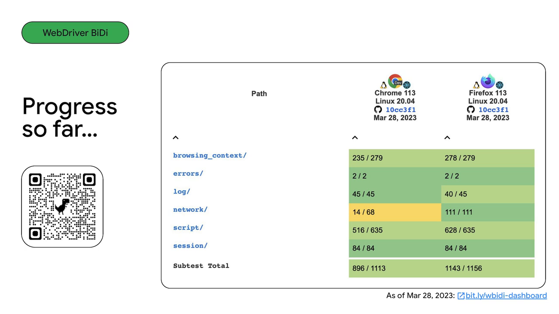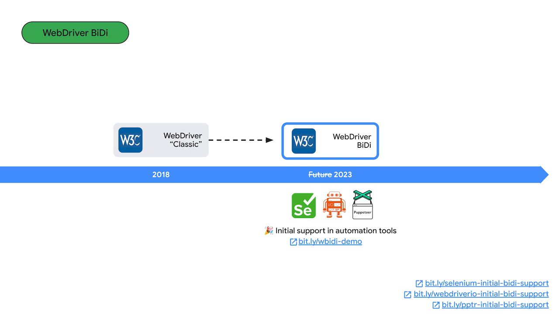Here is the recent web platform test result page. For a full report with more browsers, scan the QR code on screen. The good news is that the future is just around the corner. Automation libraries like Selenium, WebDriver IO, and Puppeteer have already introduced initial support for WebDriver BiDi. Woohoo! It's time for a demo.